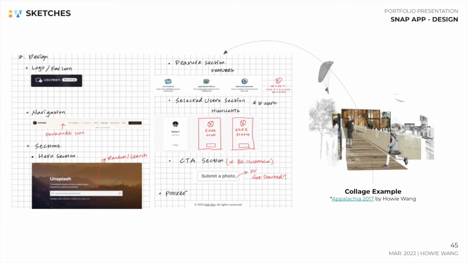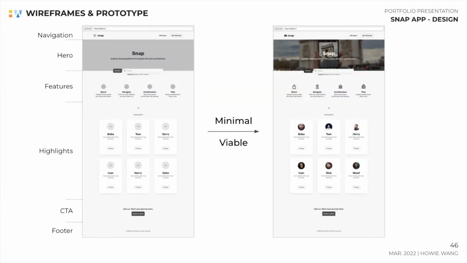So for the design, yeah, again, the design happens really fast. So this is a collage example. Collage is a way that we, as architects, use pieces of art and combine them with each other to generate potentially a final rendering of the final product architecture. So I borrowed this idea to rapidly generate what my app would look like, combining with my sketches and some thoughts. And the wireframe and prototype happen based on the collage.